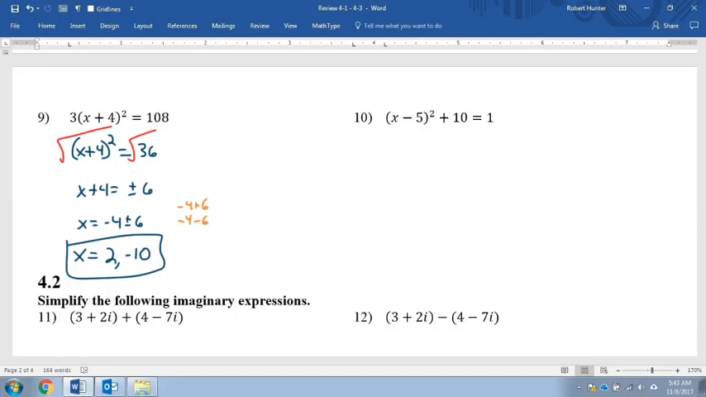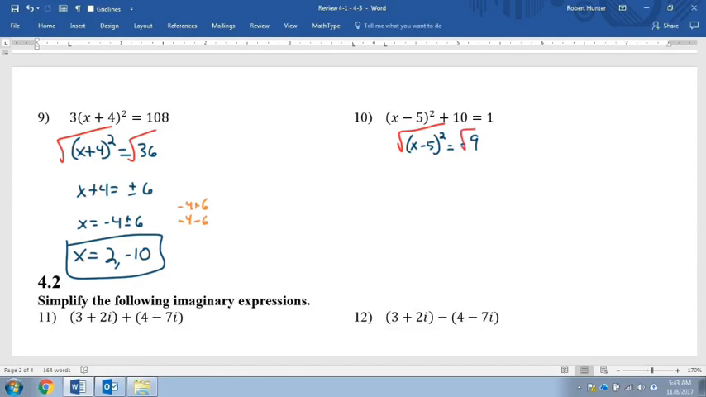Right. Number 10, same way. Give number 10 a shot on your own. But here we go. Yeah, again, we got to solve down to this binomial. If I move the 10 over, I get x minus 5 squared equals negative 9.